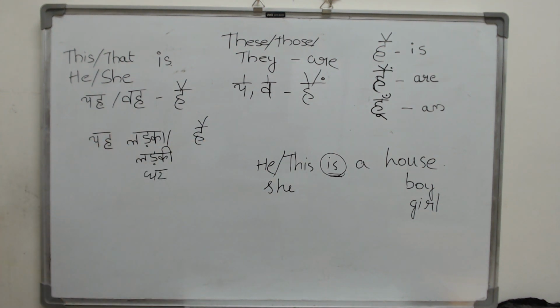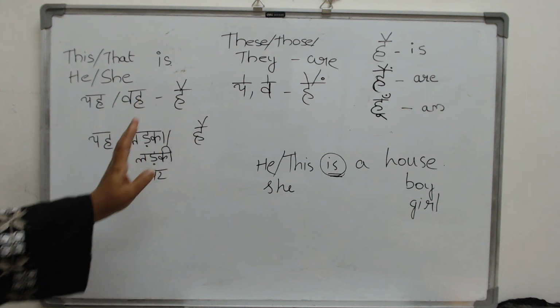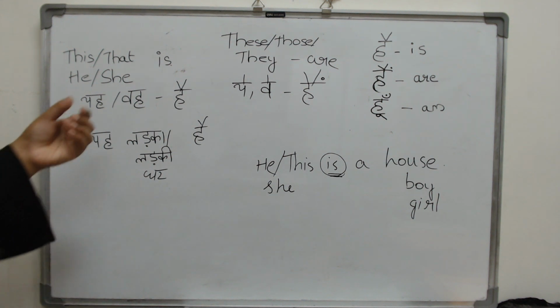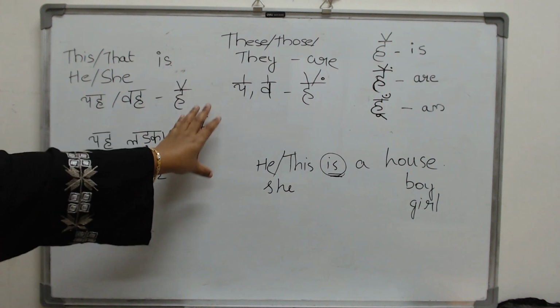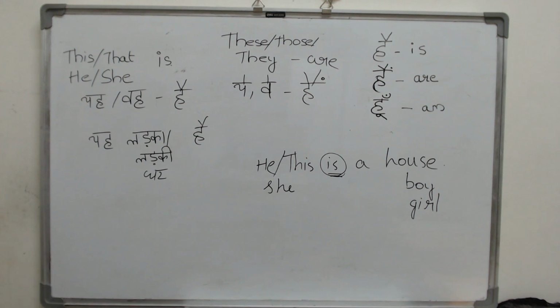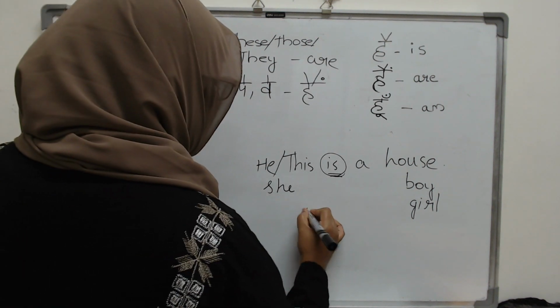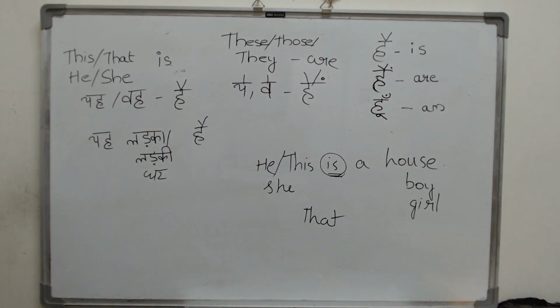Will it change for a girl? No. Yah लड़की है, यह लड़का है, यह घर है. Whether it is a lifeless object like a house, or a girl or a male, the use of है remains as it is. यह है. And what if this house, this boy, this girl is not near you, they are far away? Then what will you say? That is a house. That is a boy. So the same thing with Hindi also.